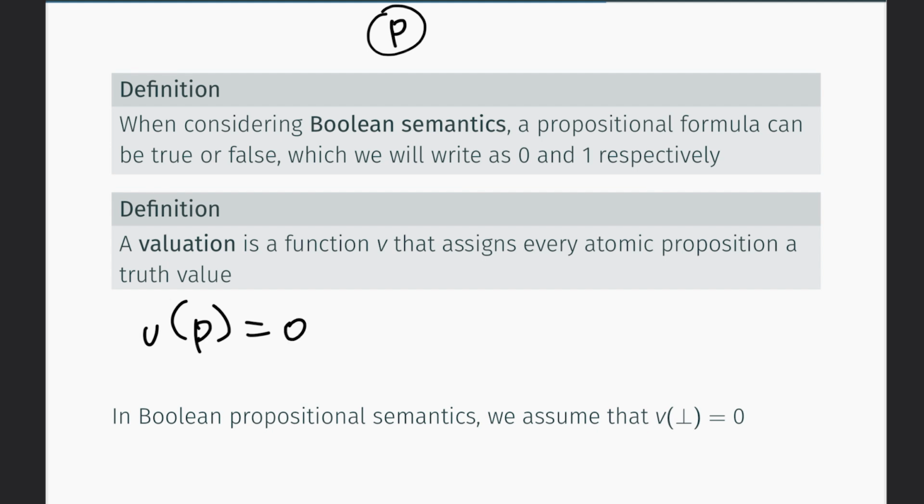And another clear example is the absurdity connective. So in Boolean propositional semantics, we assume that the valuation of bottom is equal to 0, false. And it makes sense, right? Because absurdity never holds.